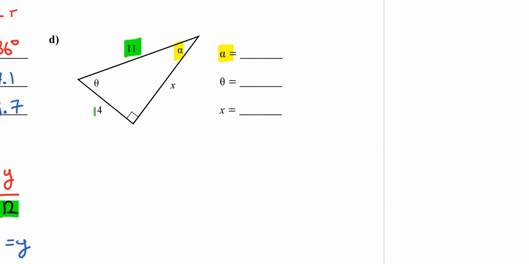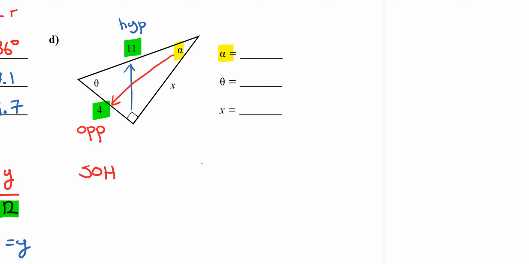Well, I see an 11 here and a 4 there. So the 11 is on the other side of the 90-degree box, so this is your hypotenuse. And since 4 is on the opposite side of that angle A, this is your opposite. So which trig function uses the opposite and the hypotenuse? Well, that would be the sine function, right? Sine uses the opposite and the hypotenuse.